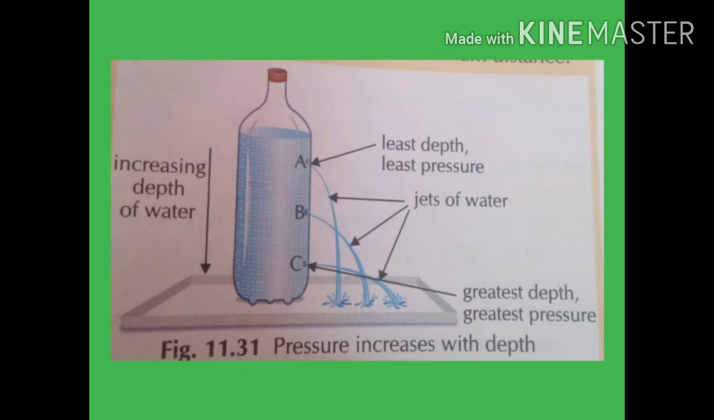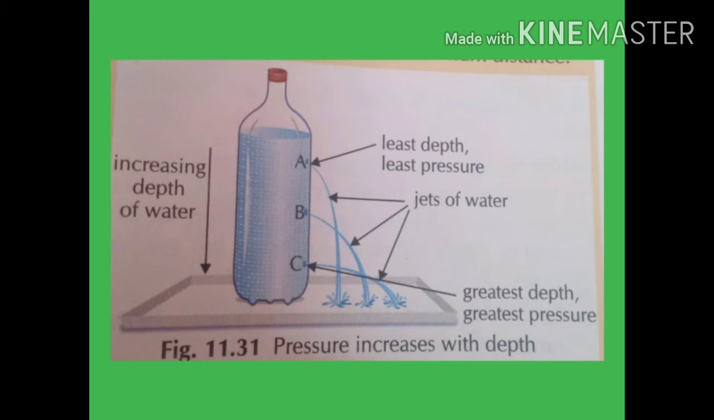Now we have to make 3 holes of equal diameters at different heights. Then we have to apply adhesive tape over all holes. Now we have to fill it with water and then remove the adhesive tape. Now we have to observe what happens. We will observe that on removing the tape, the water from the uppermost hole A is found to travel the shortest distance from the base of the vessel. You can see this in the slide.